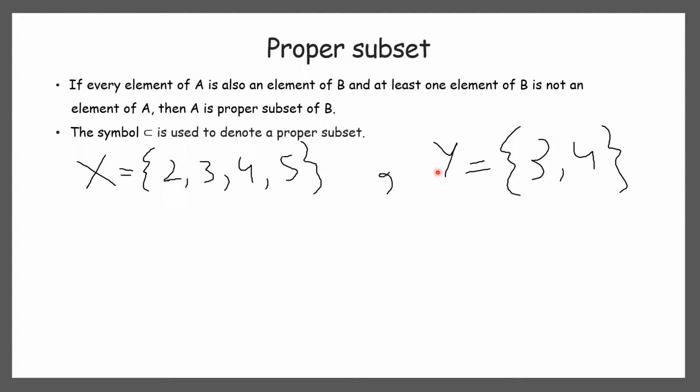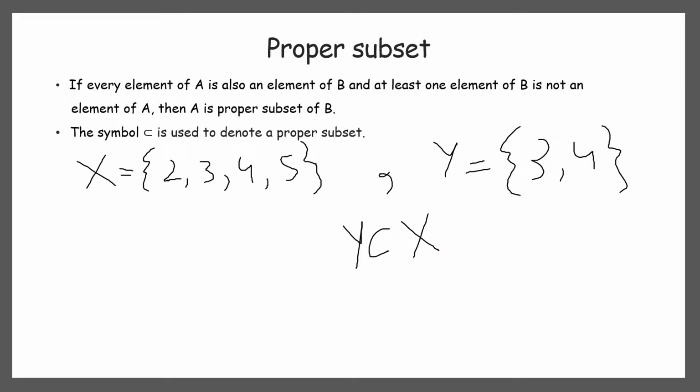It means that Y is a proper subset of X, and we write this as Y is a proper subset of X. It means that each element of Y is present in X, but there is at least one element in X which is not present in Y. There can be more than one element, but there should be at least one element which is not present in the set Y. Then Y is the proper subset of set X.